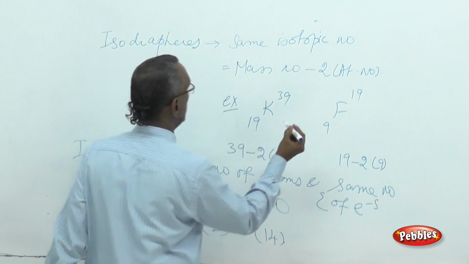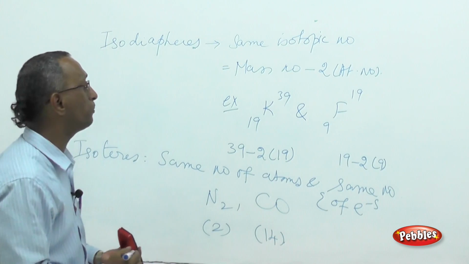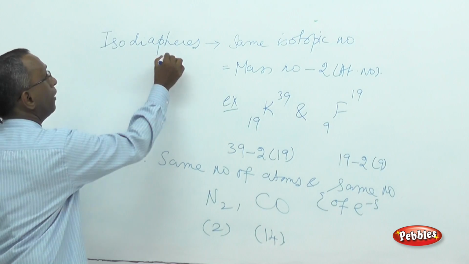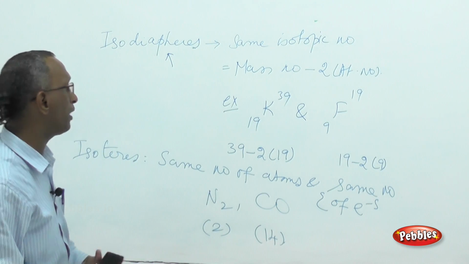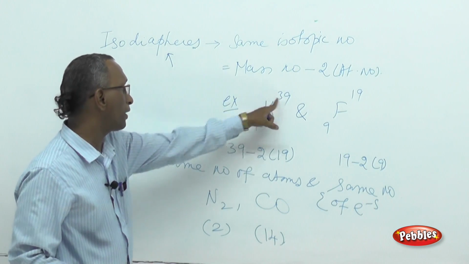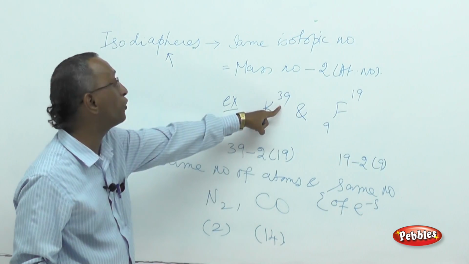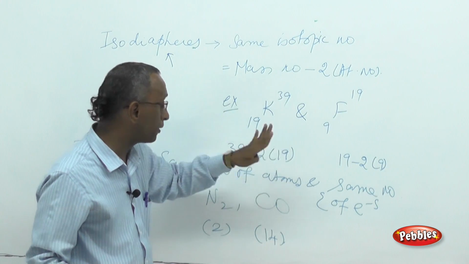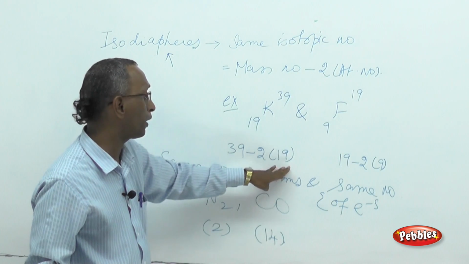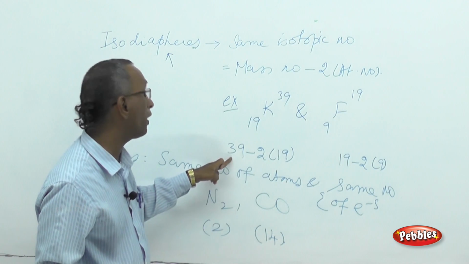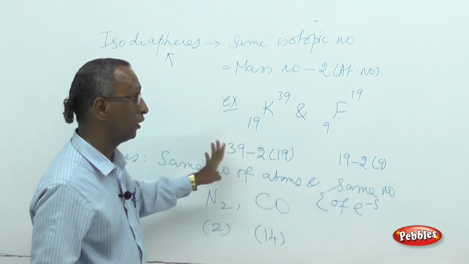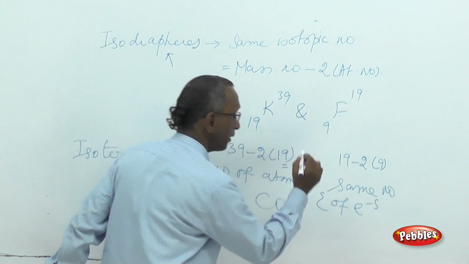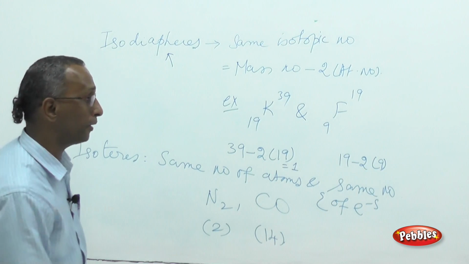For example, these two species, potassium 39 isotope and fluorine 19 isotope, are called isodiaphers because of the same difference. Mass number of potassium is 39 in this isotope, minus twice atomic number of potassium, which is 38. For any isotope, atomic number will not change, but for a different isotope, mass number will change. That is to be noted. So 39 minus 38 is 1. Here the isotopic number is 1.